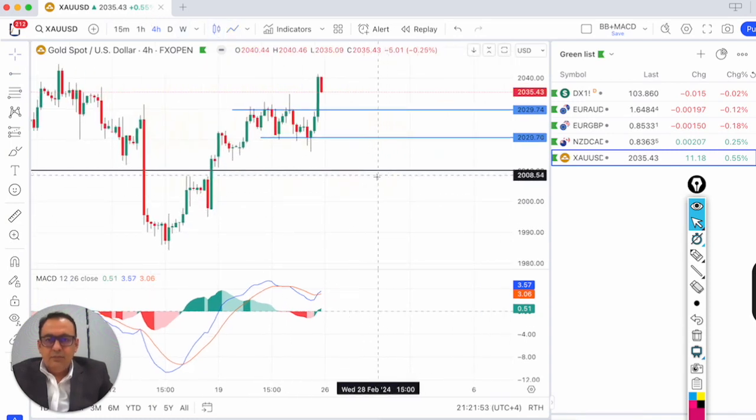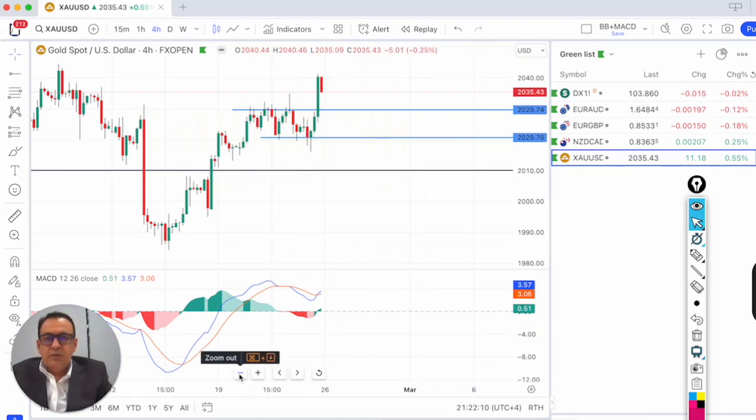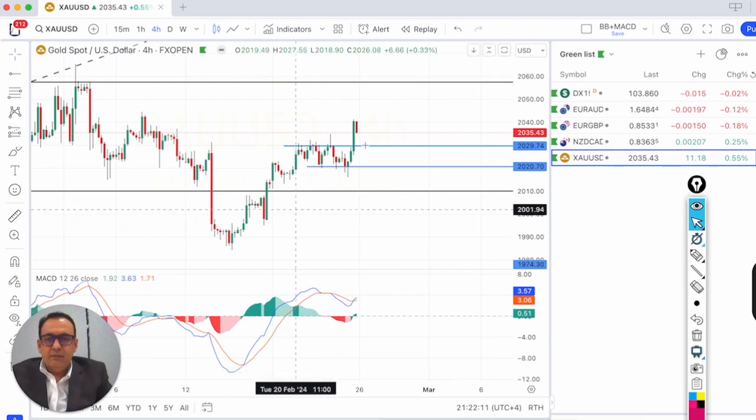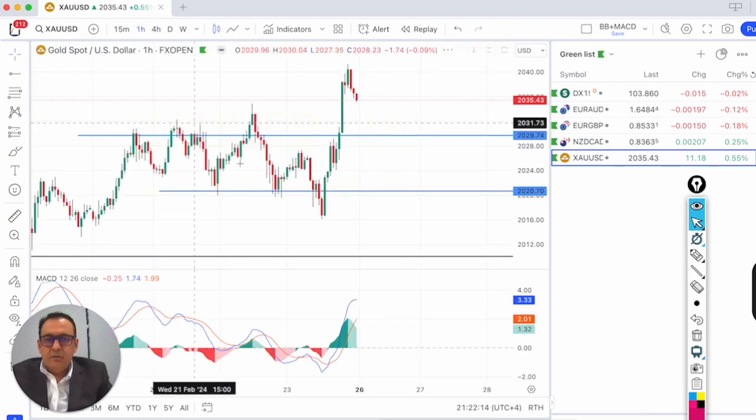So I'm expecting that gold is not going to break below 2010 or 2009. Until it remains above 2010 or 2009, which is again calculated on the basis of Fib levels, I'm expecting the next target to be 2057. So we should plan to buy on the dips.